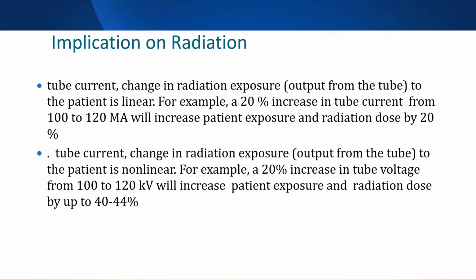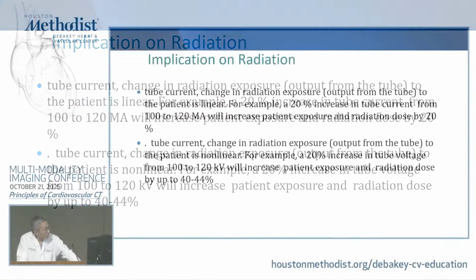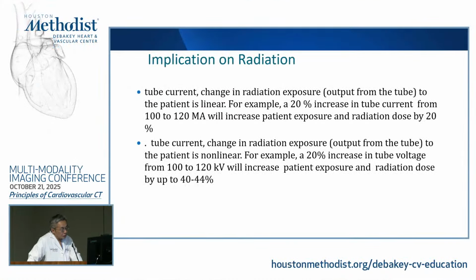So what's the implication? Your tube current is directly proportional to the amount of radiation. If you increase the tube current by 20%, you increase the radiation by 20%. But from the voltage, it is not linear. If you increase from 100 kV to 120 kV, you increase the radiation by 40 to 44%. So have that in mind.